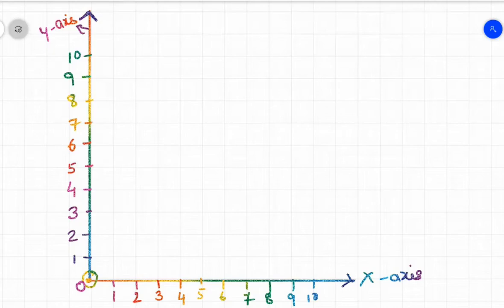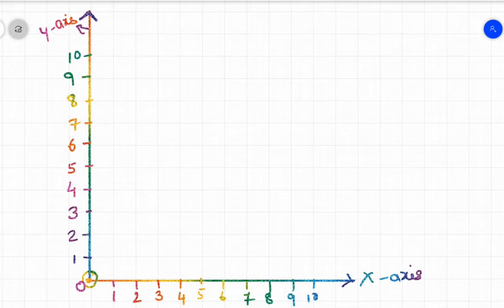Good morning, dear children. Now we are heading towards the brain teaser of Introduction to Graphs. Question number 1 is MCQ and we shall start with question number 2. Now what is the first question? Write down the coordinates of origin.